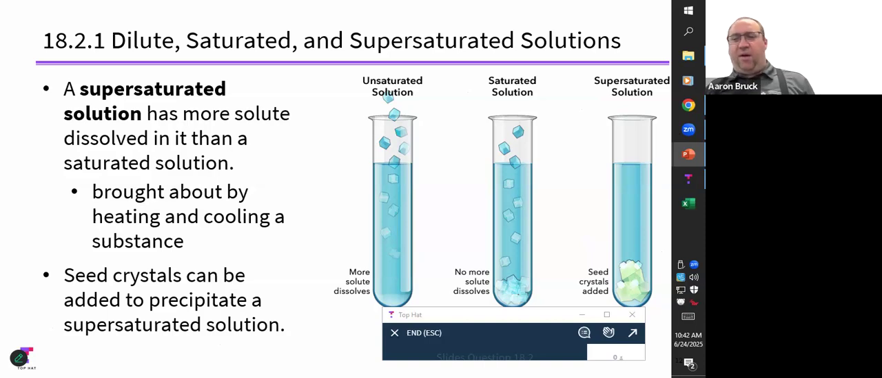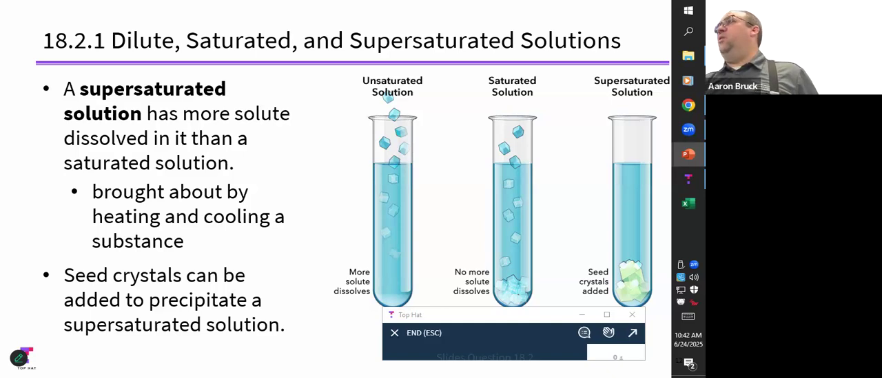There is an interesting phenomenon known as supersaturation. In a supersaturated solution, we've actually been able to dissolve more than the saturation limit for a given solid. We've actually gone over the solid value. Now, how is this done? Well, it's usually done kind of by cheating a little bit.